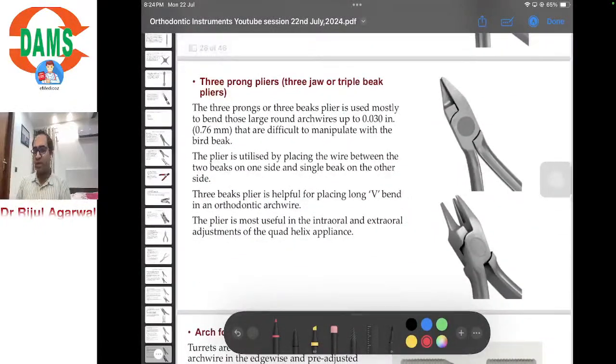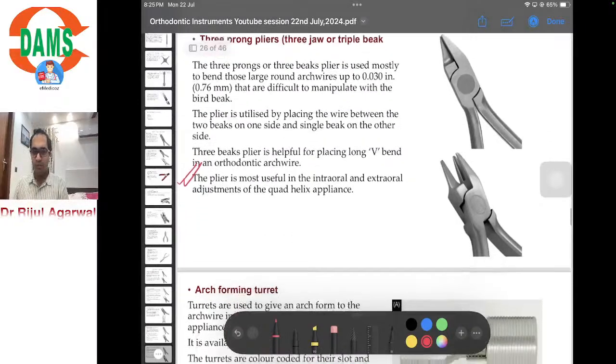Next instrument is a 3-prong plier, 3-jaw or triple beak plier. Instrument open करते you can identify it very easily because it is the only instrument which has 3 prongs or 3 ends. Okay, जो important point है जो इसका use है, that is used for giving intraoral and extraoral adjustments of the quad helix appliance. Remember, the activation and deactivation of quad helix is done with the help of this 3-prong plier.